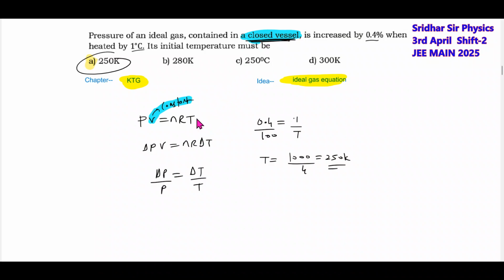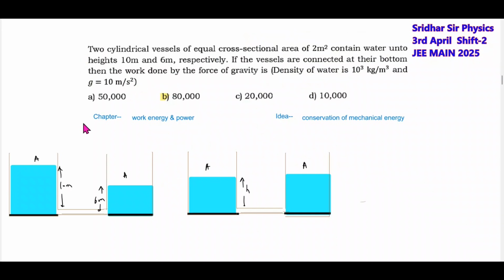Okay, fine. We'll move to the next question. This question is based on work, energy and power, and the idea involved is conservation of mechanical energy. Let me read the question. Two cylindrical vessels of equal cross-section area, given as 2 meter square, contain water up to height 10 meter and 6 meter respectively. The vessels are connected at the bottom, then the work done by the force of gravity.